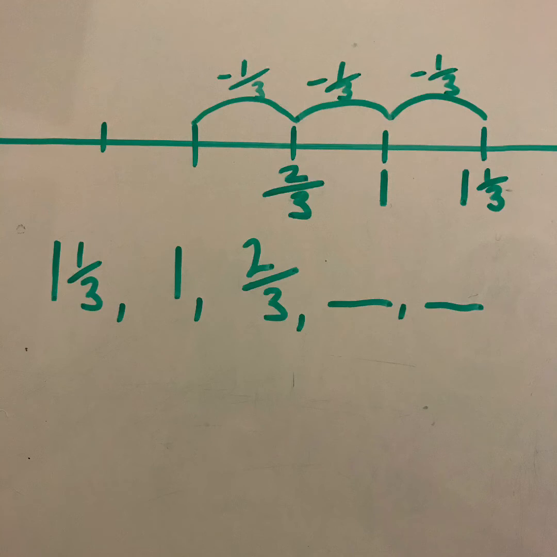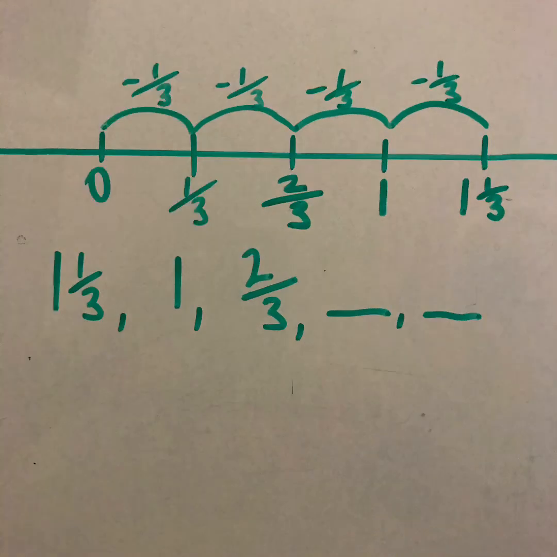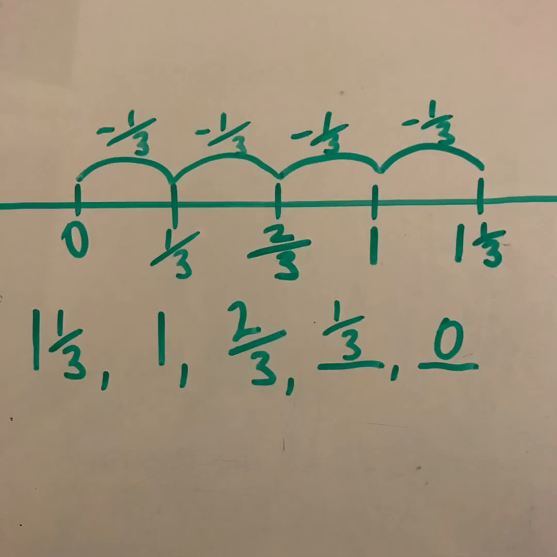If we lose another third, what will we get? We'll jump down to 1/3, lose another third, and we jump down to 0. So our series now is 1 1/3, 1, 2/3, 1/3, 0.